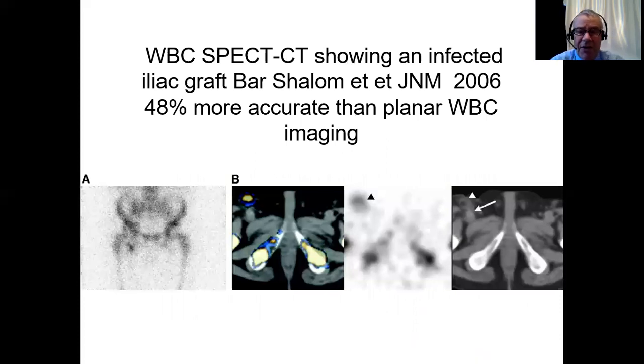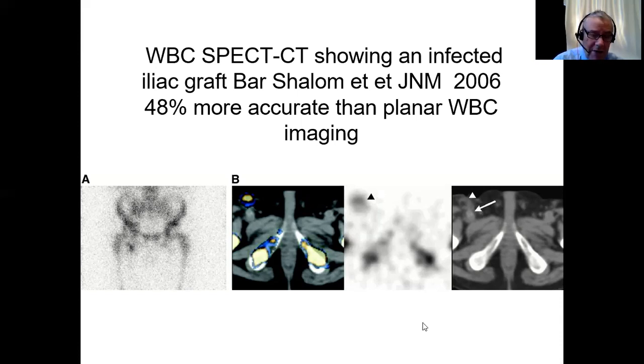So this is one of the first papers published from Haifa in Israel. And here they used white cells. These are indium white cells. And they found that it was 48% more accurate than planar imaging. And you can see why in this image below. This is from the JNM. And A is the planar image.